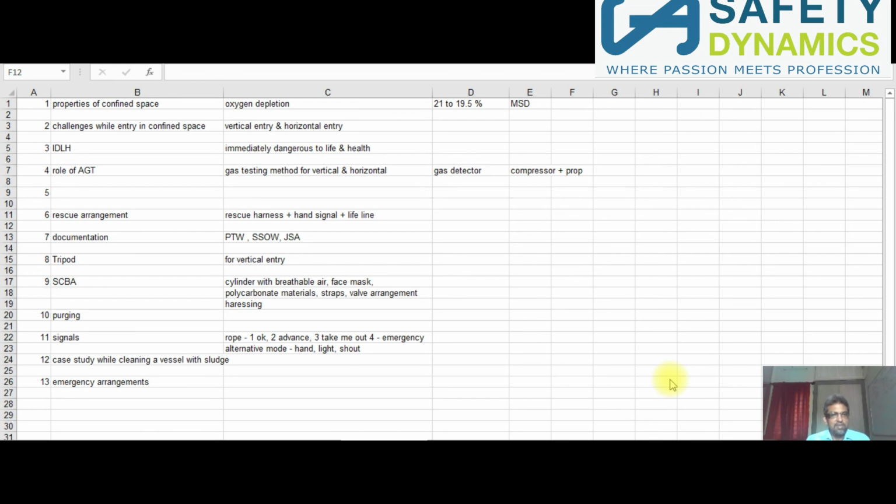Correct? And then the tripod is also one of the important things, apart from the rescue harness. Tripod is meant for the vertical entry. The person who is going inside must have the tripod support, and there has to be a confined space attendant. He will wear the full body harness and rescue harness, everything, and then he will go inside. And in case of an emergency, it is the responsibility of the person who is outside to pull him out. He will be able to pull him out because of the way the tripod is there.